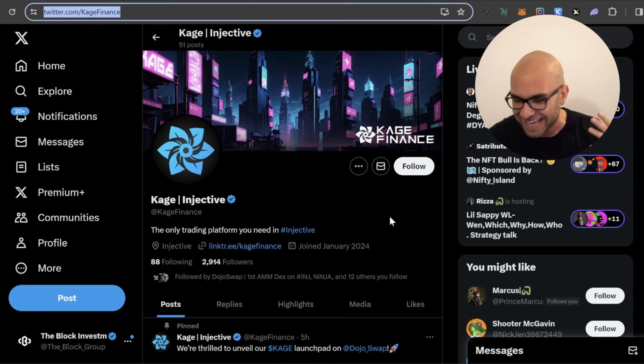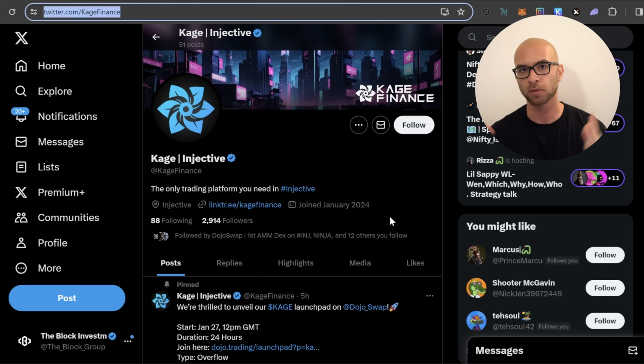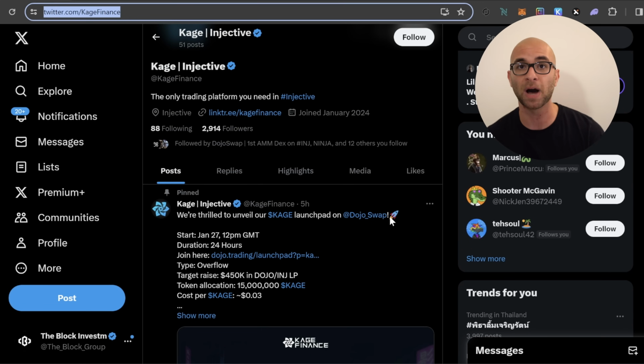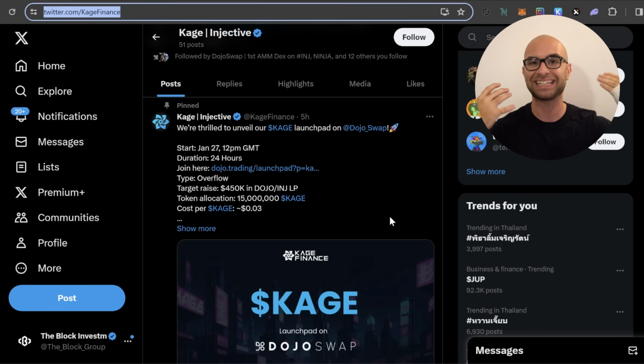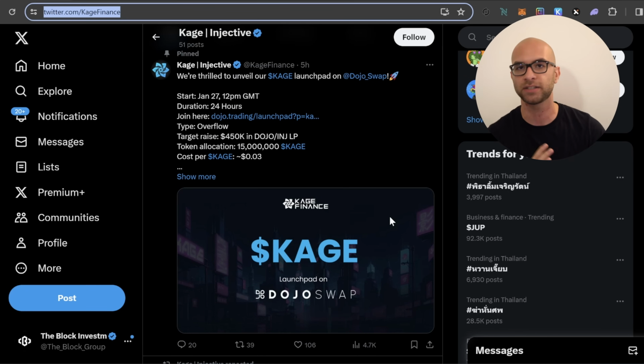Now, what exactly is KAGE Finance? KAGE is trying to be the only trading platform you need on the Injective chain. And if you guys have heard of BankBa on Solana before, they're essentially mirroring that. They're making a Telegram bot where you can make all these different trades and swaps way quicker and way more customizable than the current decentralized exchange options we have out there.